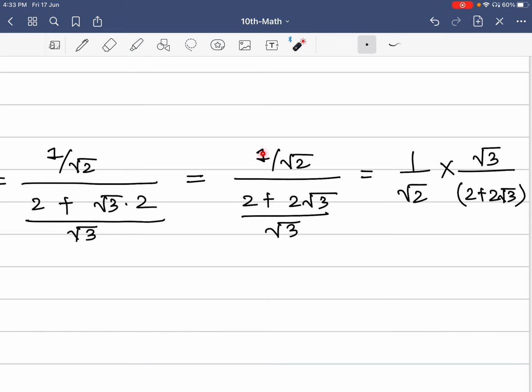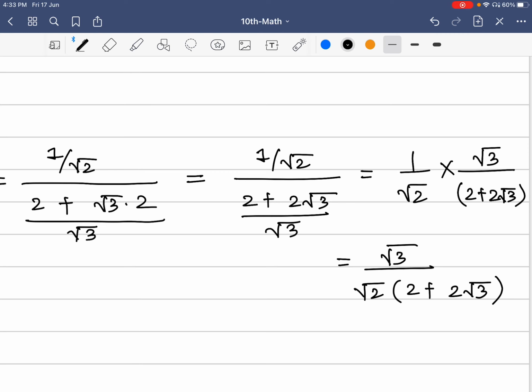So this is numerator divided by denominator, and this is our numerator by denominator, but we take the reciprocal. So this is the reciprocal. This is the denominator, and this goes upside. So it becomes root 3. Now we can evaluate this. That is basically equal to root of 3 into root of 2 multiplied by 2 plus 2 root 3.